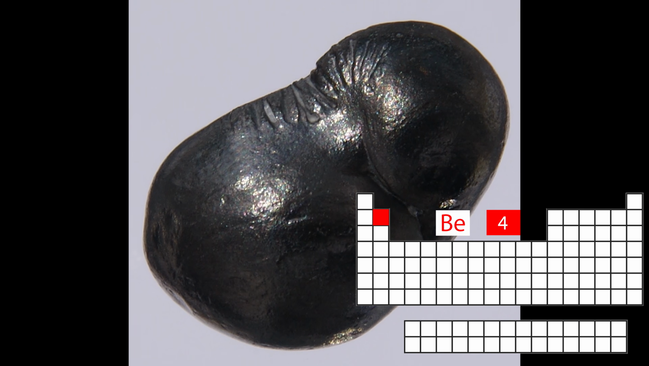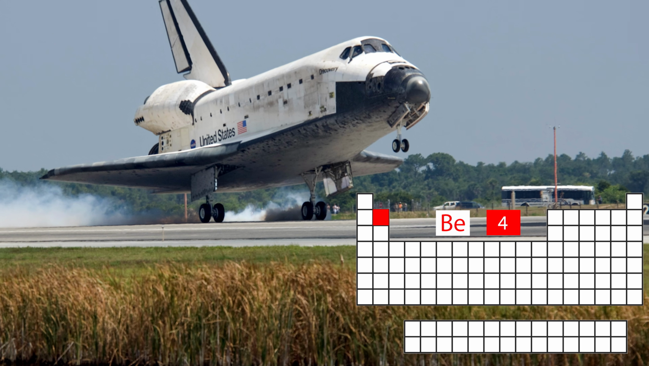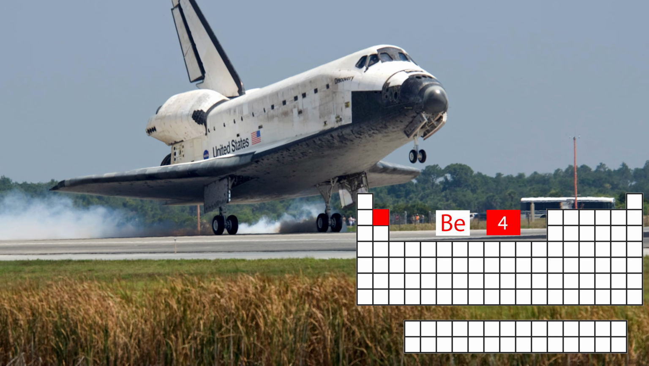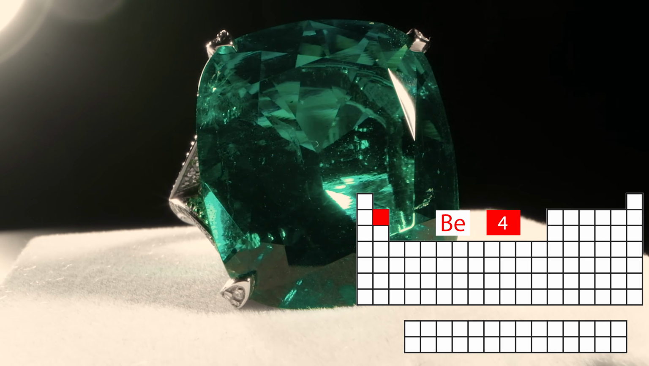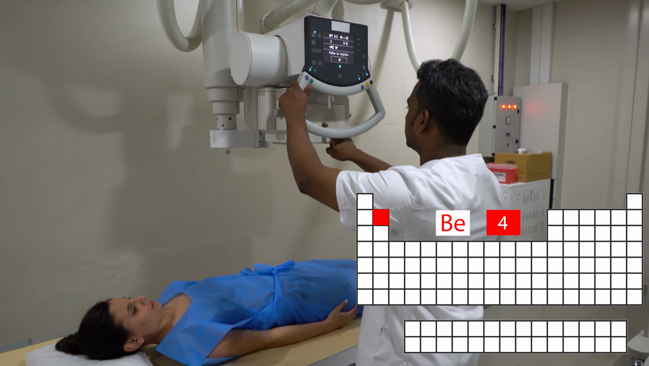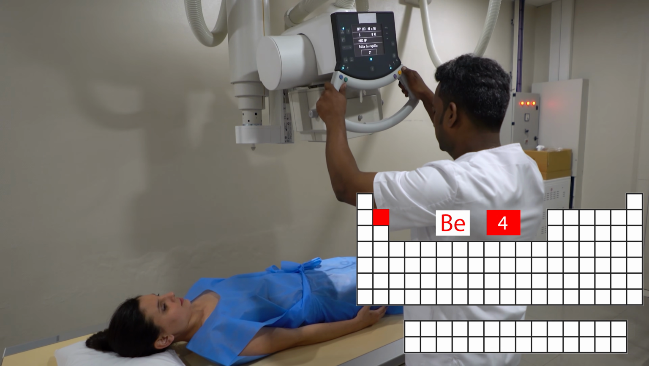We have the element beryllium. It's used in emeralds and also in aerospace components. I know that they had beryllium brakes on the space shuttle, for instance, back in the day, and it's due to its lightweight strength. Despite its toxicity, it's actually essential in X-ray machines, where its transparency to X-rays is really important for those situations.